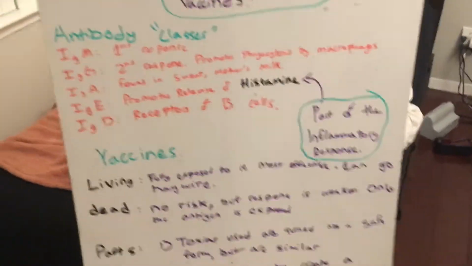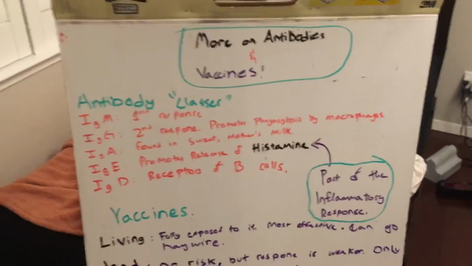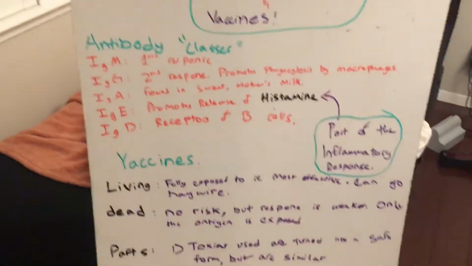Alright, so in this video we talked about the antibody classes, the different types of immunoglobulins, and vaccines.